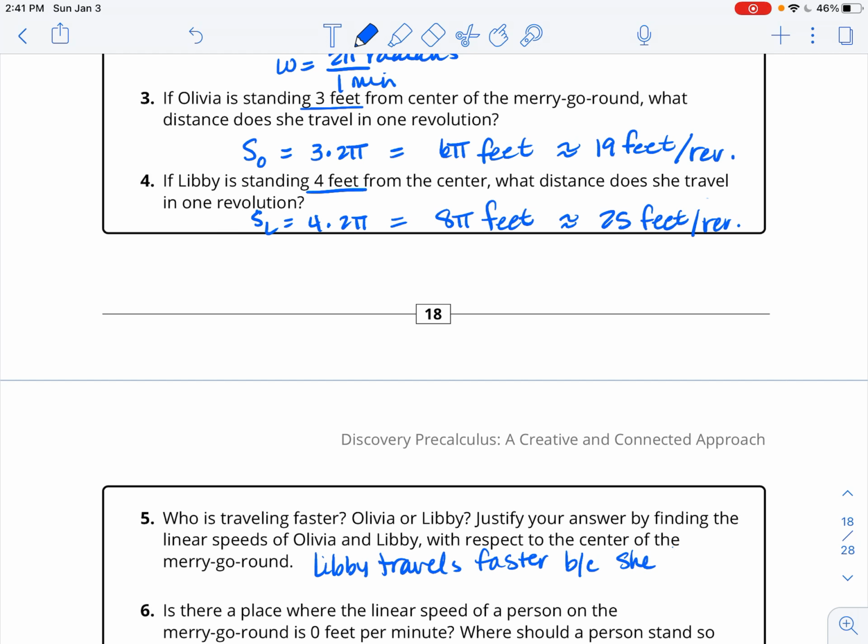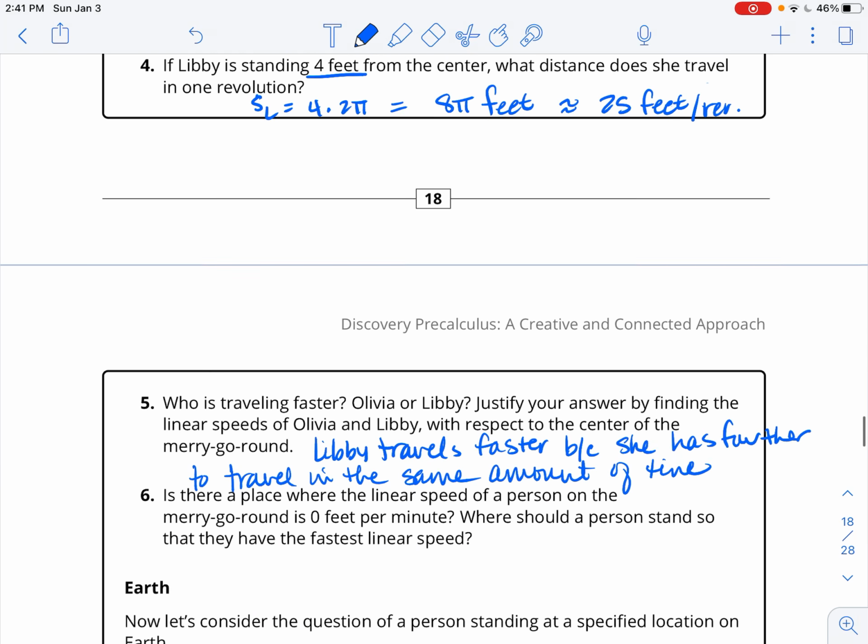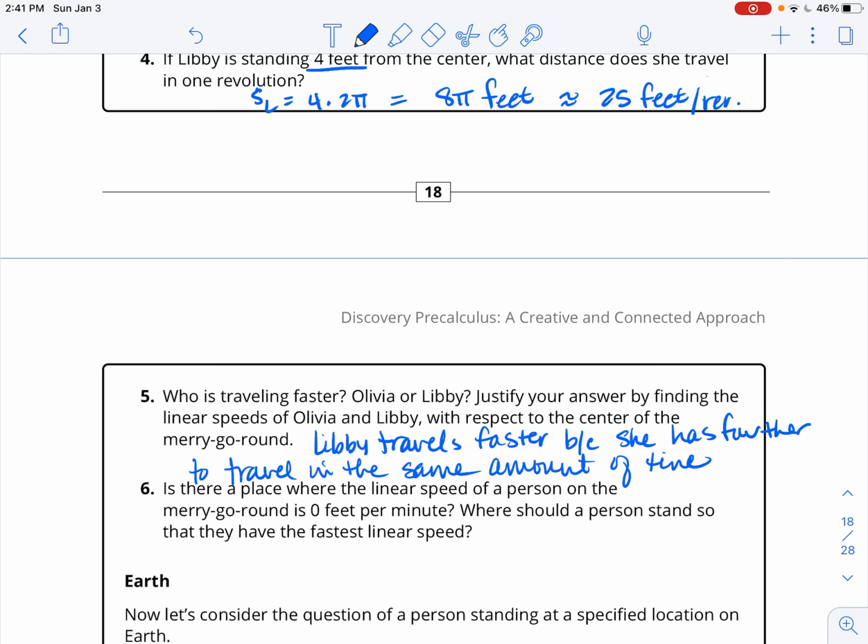And that is because she has further to travel in the same amount of time. Okay, so is there a place where the linear speed of a person on the merry-go-round is 0 feet per minute? Well, let's think about that. Every revolution, you are not traveling at all. Well, you'd be standing at the center of the merry-go-round.